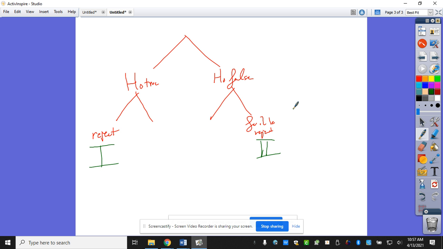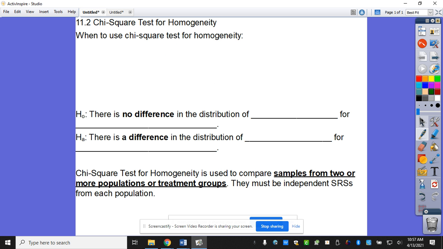So with today, it says when to use chi-square test of homogeneity. I don't really care how you pronounce it. I think biology uses this one specifically, is the one they refer to, but I don't know that for a fact.